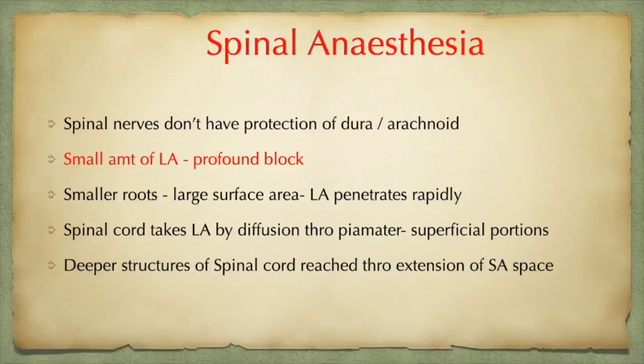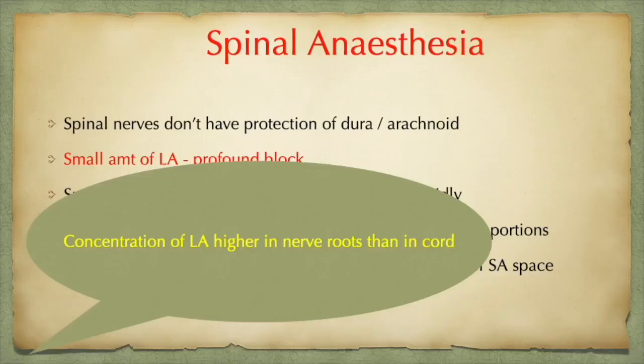Coming to the spinal anesthesia proper, the spinal nerves don't have the protection of the dura and the arachnoid, whereas in the epidural space, when the nerves exit out through the intervertebral foramina, they have the protection of the dura and arachnoid. Even a small amount of local anesthetic injected into the cerebrospinal fluid can produce a profound block. The small roots have a larger surface area and the local anesthetic penetrates very rapidly. The spinal cord takes up the local anesthetics by diffusion through the pia mater and reaches the superficial portions of the cord. The deeper structures of the spinal cord are reached through extensions of the subarachnoid space.